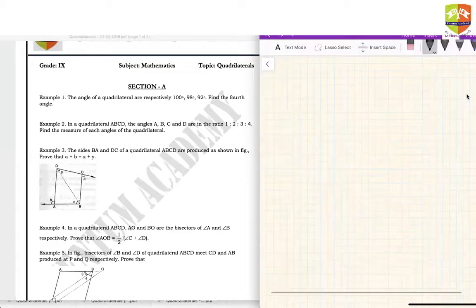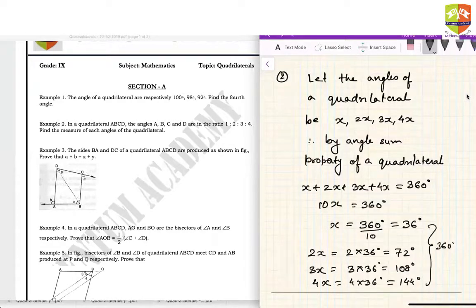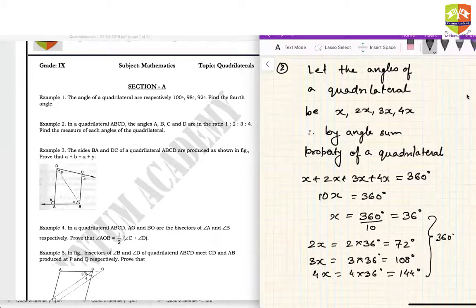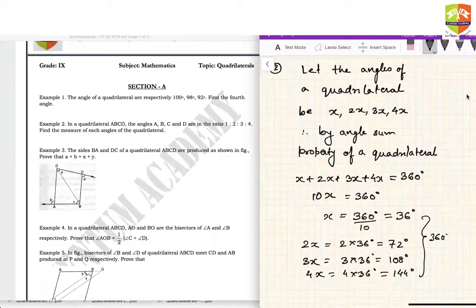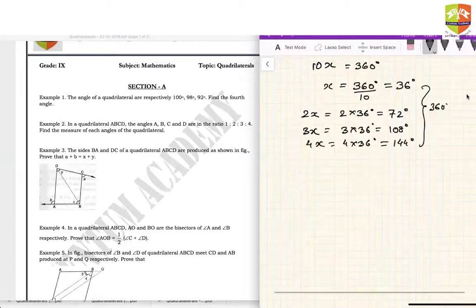So now let's say this question would have come in MCQ, then you don't get this much time to write all the steps. So in such cases, what will you do? You simply add the ratios. What is this? 1 plus 2 plus 3 plus 4, so 10. So divide the total by 10. So 36. So automatically the angles are 36 times 1, 36 times 2, 36 times 3, and 36 times 4. Simple. So these questions could be good candidates for MCQ questions.